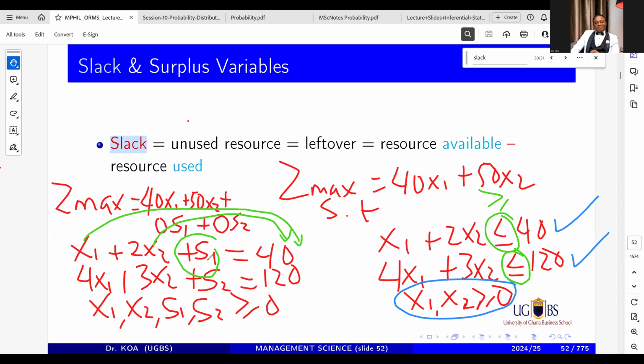That is why we always say that the slacks are the available minus unused. In this context, available is the 40, the unused is the x1 plus 2x2. So you always learn to deduce the slacks from the available as well as the unused.